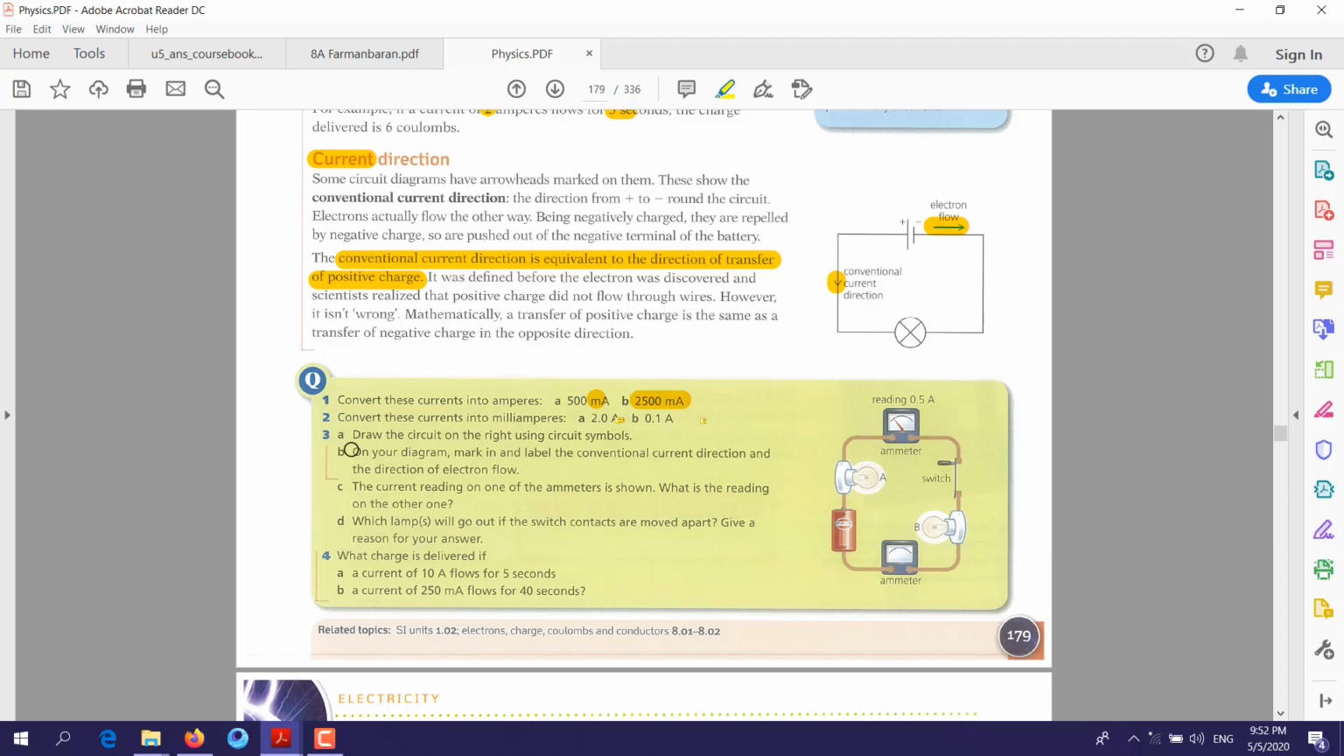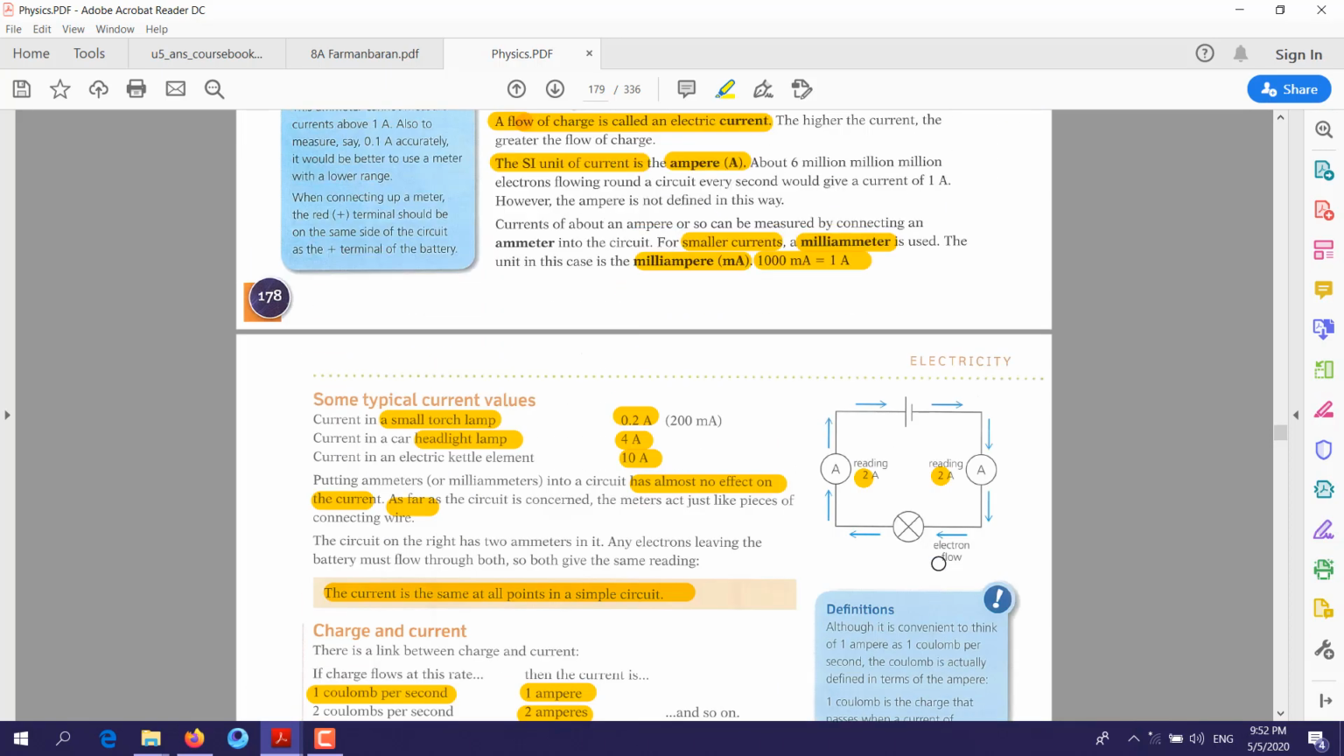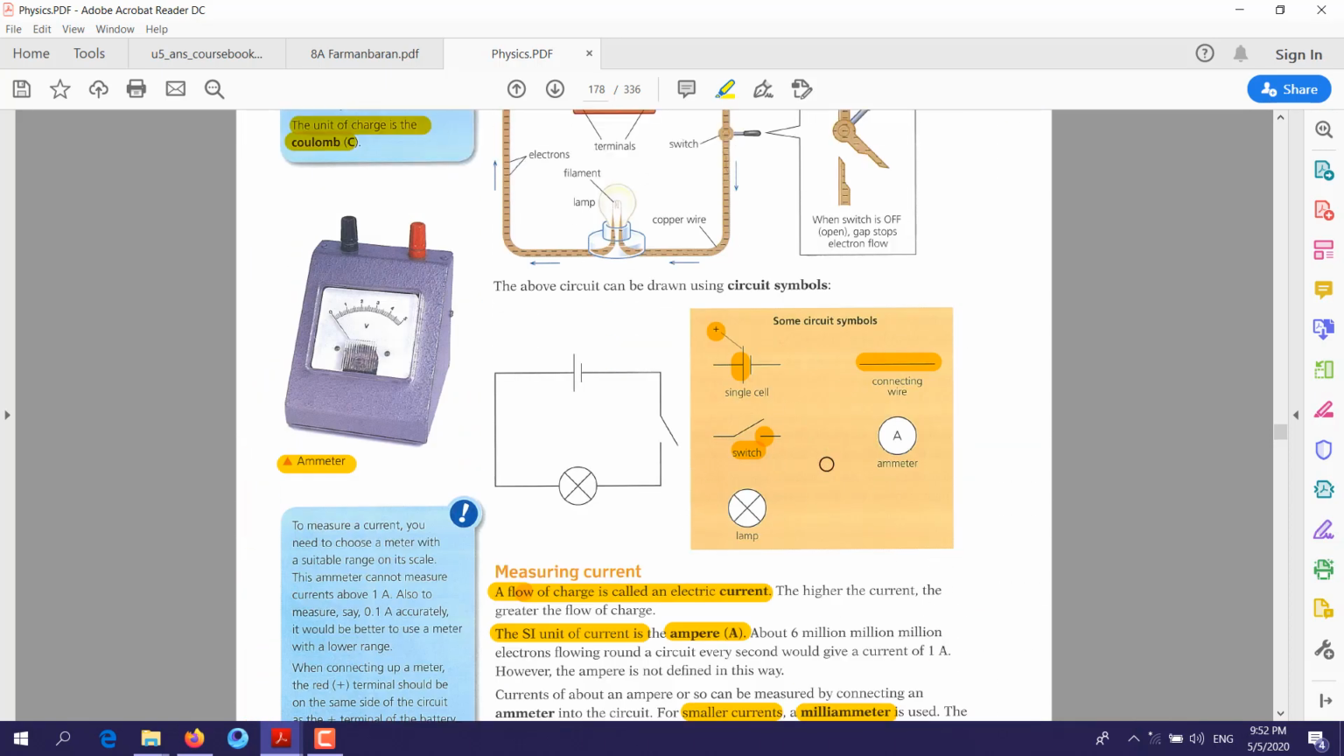Question number 3. A. Draw the circuit on the right using circuit symbols. Instead of this electric circuit, you will draw it, but this time by using what? By using symbols. Now, which symbols will you use? You have wires, okay? You will come back to these symbols. You will use these symbols.